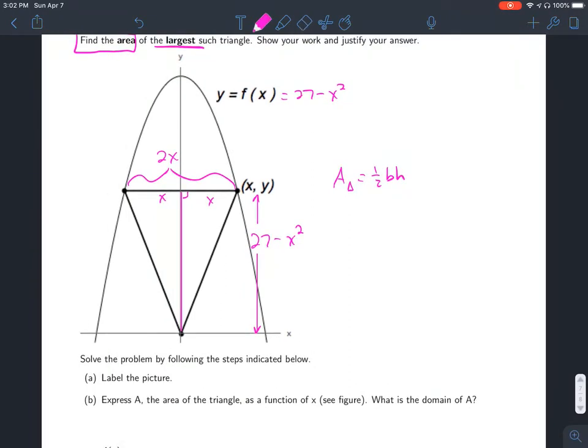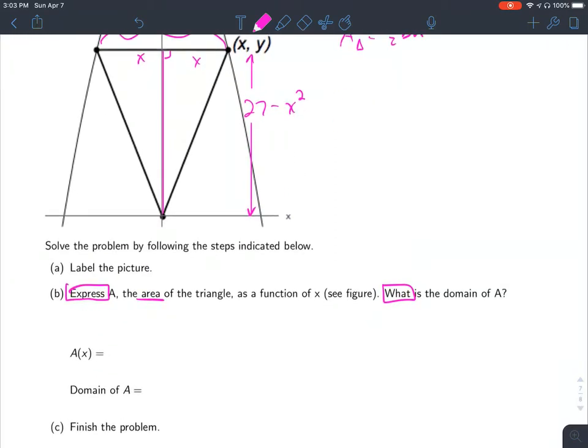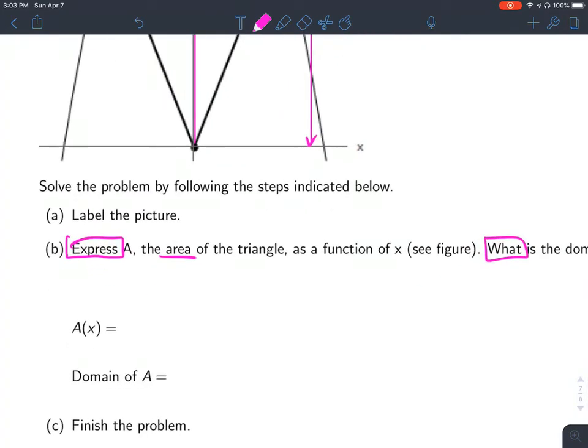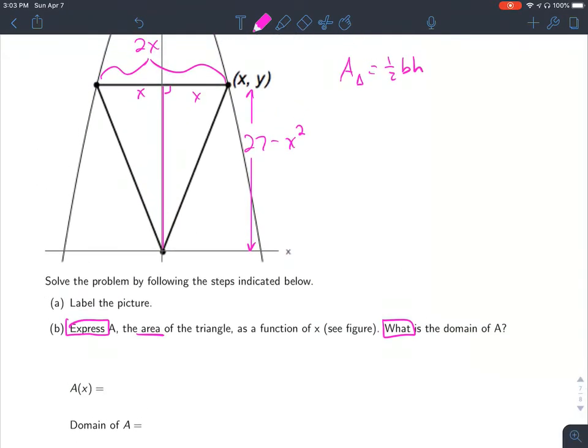Part B, express A, the area of the triangle, as a function of x. What is the domain of A? So there's multiple parts of this. So express the area, and what is the domain? There's two parts to this. So the area, once again, I'll just do some work for this up here. Well, we already got this up here, so let's just go all the way up here.